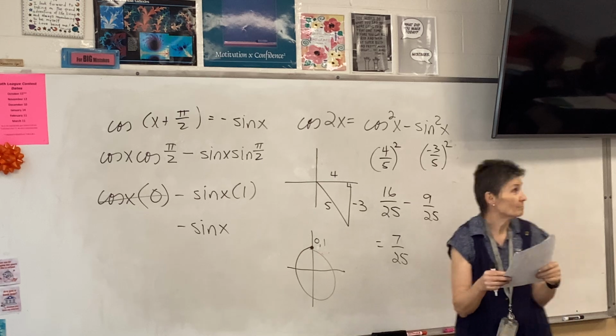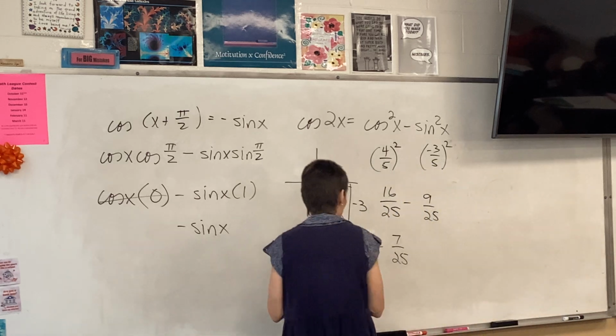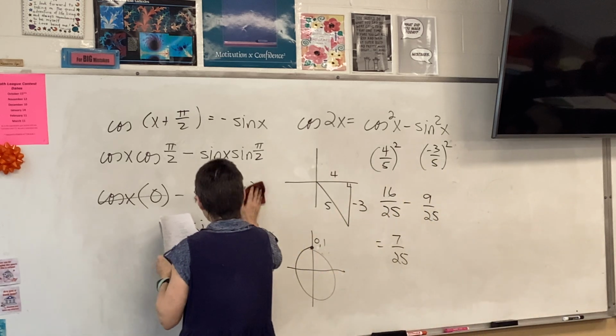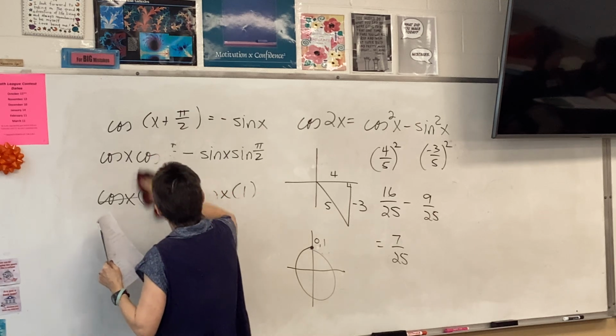All right, last one. Cosine 2x plus cosine x equals 0.